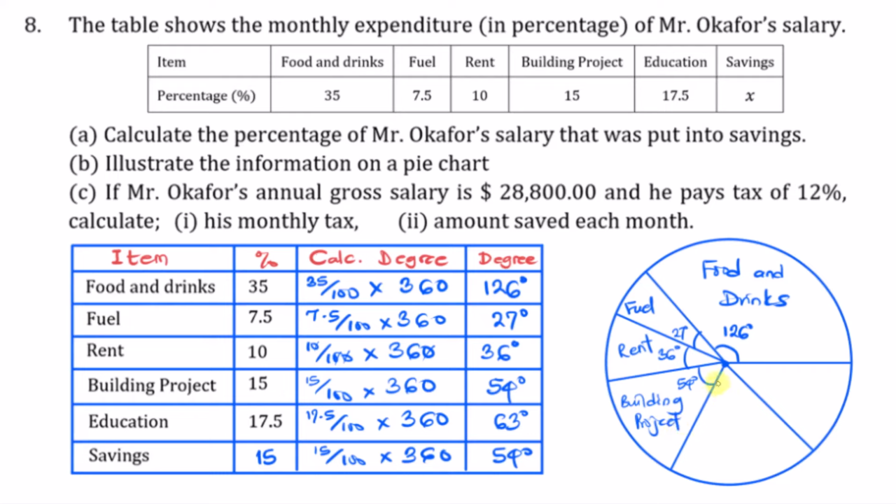And then education, this is 63 degrees, and it's good that he's spending so much on his education. And then savings, here and say this is also 54 degrees, and this is his savings. And once I've done this, I'm good and done. My full mark will be awarded for me, and I'll be on the path to excellence.